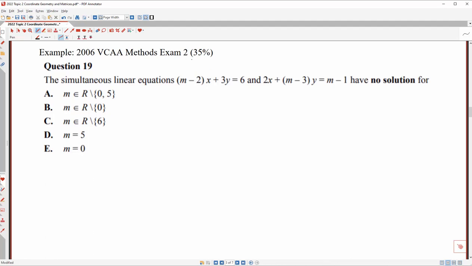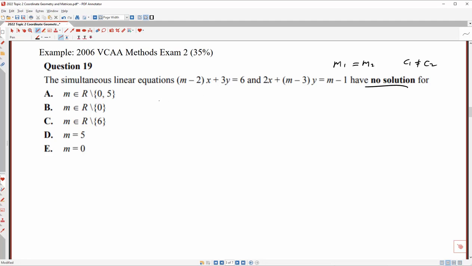So roughly 1 in 3 students was getting this correct. So we have no solution for these. So the minute you see this, and this question comes up all the time, by the way, you're going to say m1 equals m2, and no solution means that the c1 can't be the same as c2. Okay, so we're going to get parallel lines.